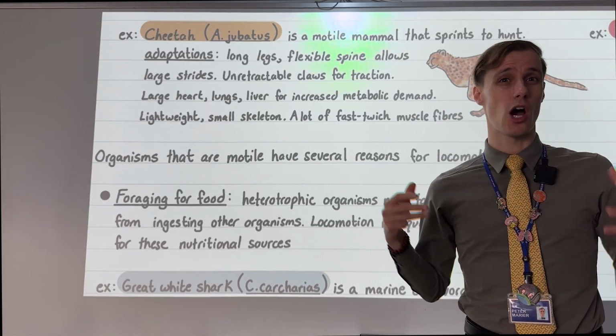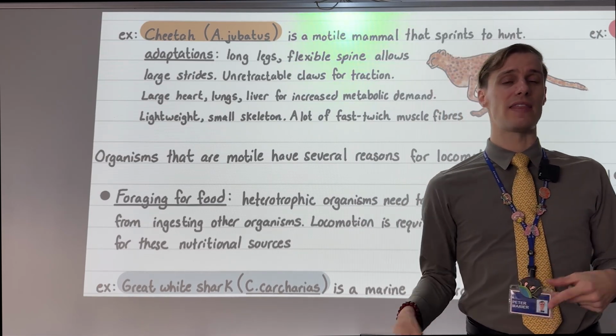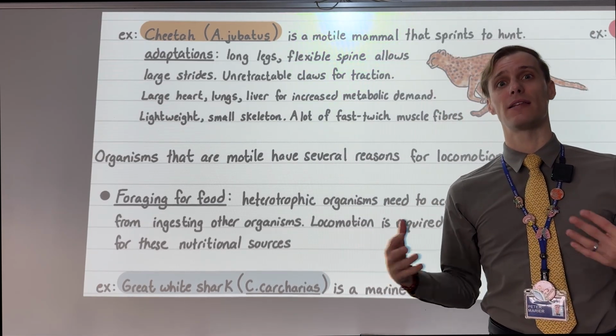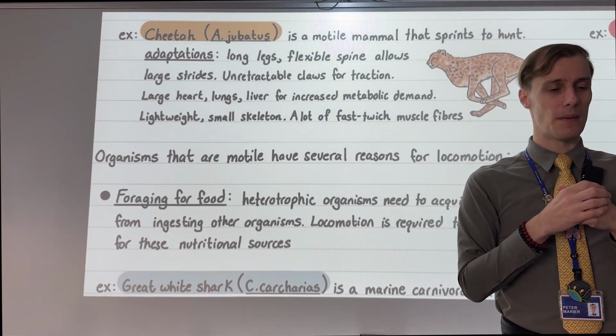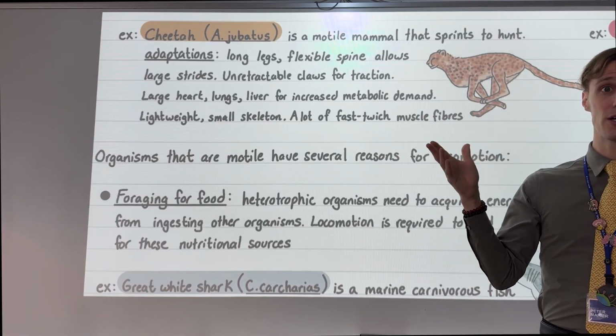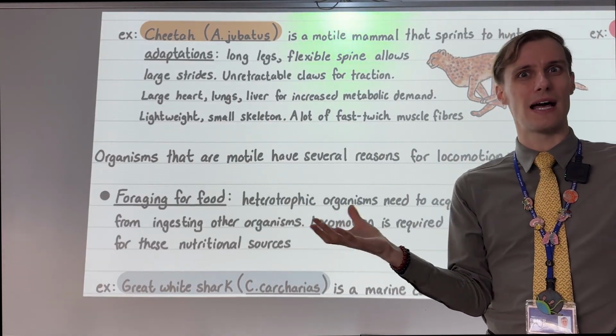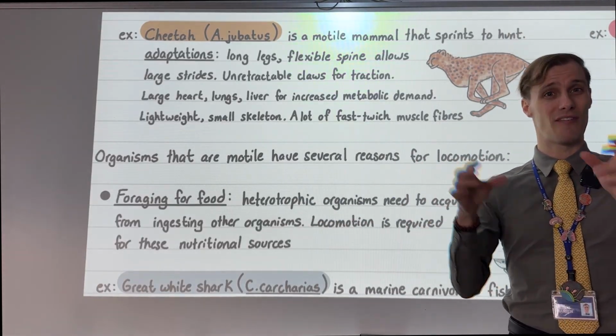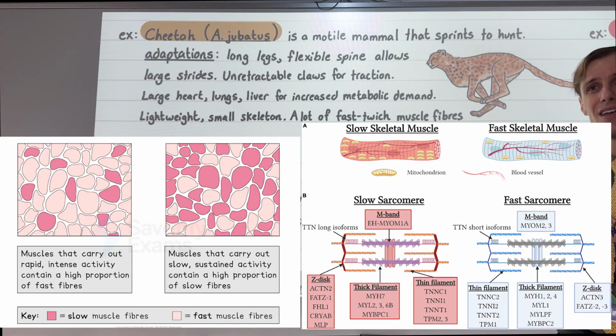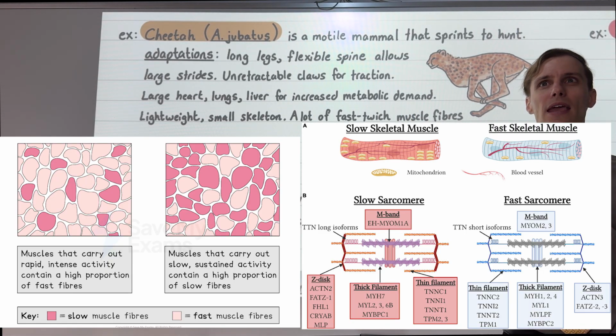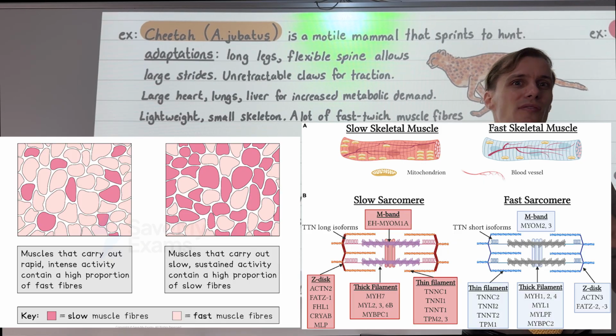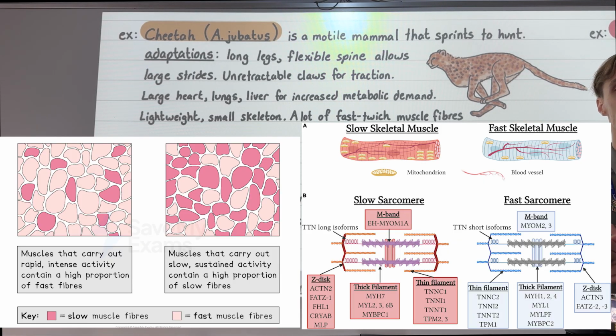They have a really large heart, lungs, and liver, and that is for the really high metabolic demand that they have during these sprints. And for those of you that are runners, you may be familiar with the two major classes of skeletal muscles, that being fast twitch and slow twitch muscles. Slow twitch muscles are those that you would see in long distance runners, whereas fast twitch muscles are those that you'd see more prevalent in sprinters.